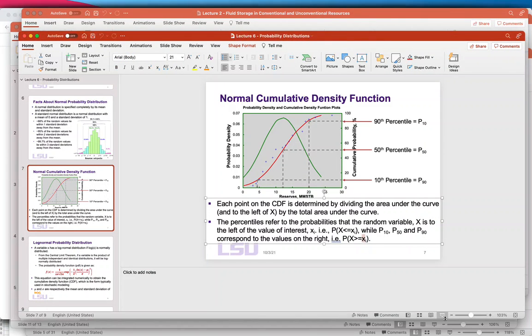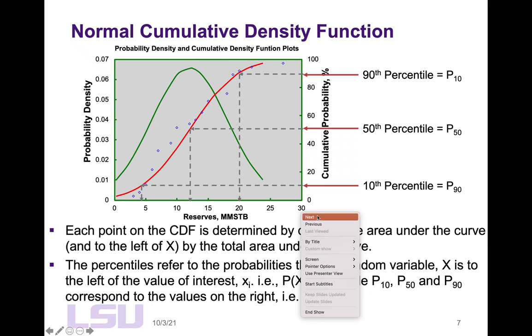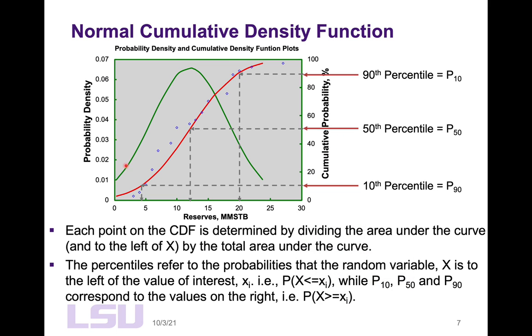Okay, now we move on to talk about the normal cumulative density function. So the green is the PDF, and to obtain the red, we basically integrate the area under the green curve at specific points, and then we divide that area by the total area. And you already know it will be zero at the extreme left point. At the extreme right point, you are looking at the total area under the green curve divided by the total area, right? And that will be 100%. And that's why it goes from 0 to 100%.